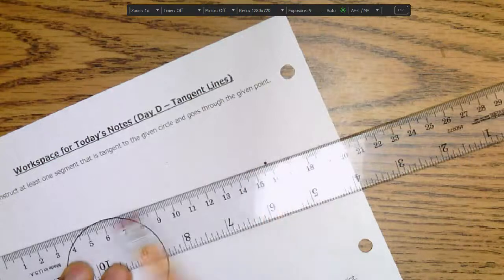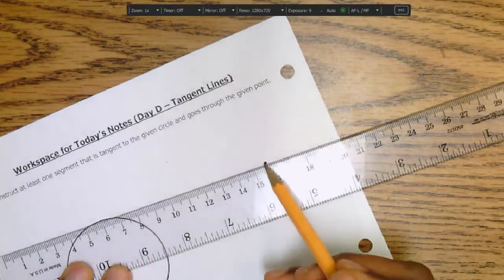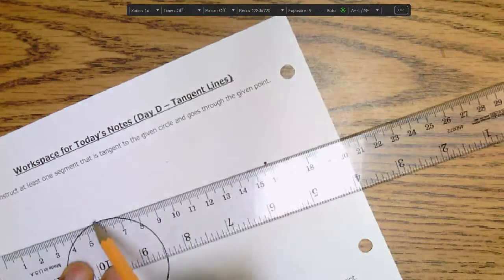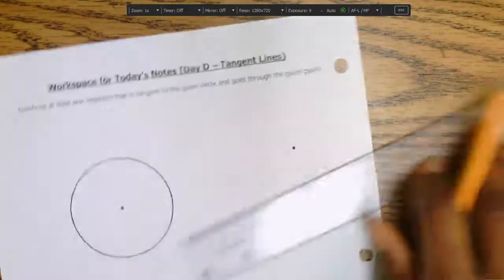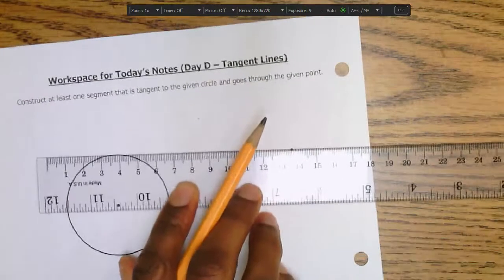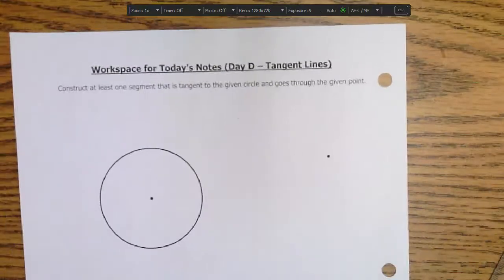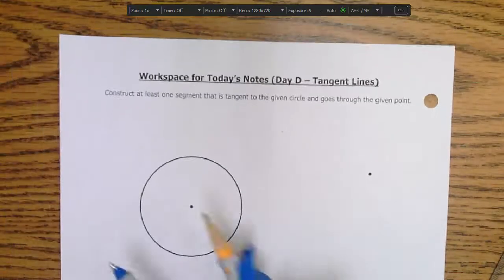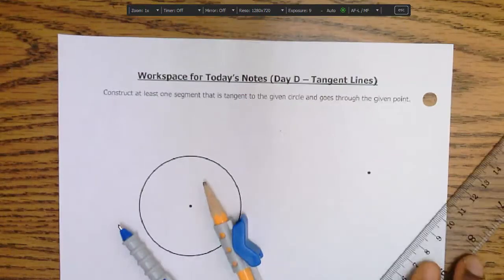So if I were to just estimate, my ruler is now showing you approximately where the tangent line would be. See how it would just barely touch the circle. But we're not just going to go like this and draw a line. We're not going to estimate. We're going to construct it using a compass and the straight edge.